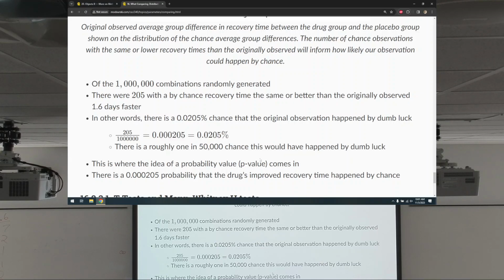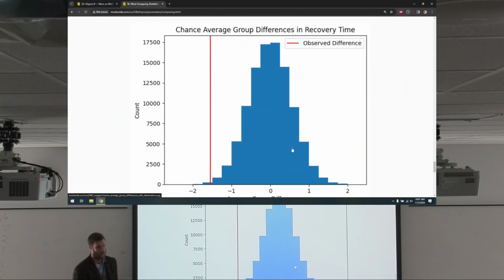So where do you get the 205? Well, I literally counted. There were a million data points here. I literally counted how many were less than or equal to negative 1.6 days, and this is how many there were. So I counted them, there were 205. So 205 out of the million is how many of the dumb luck ones are better than that. So there is a 0.02% chance that what I observed actually happened by chance.